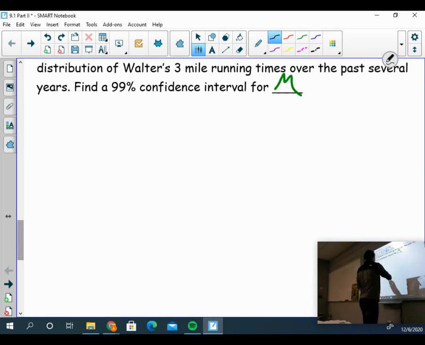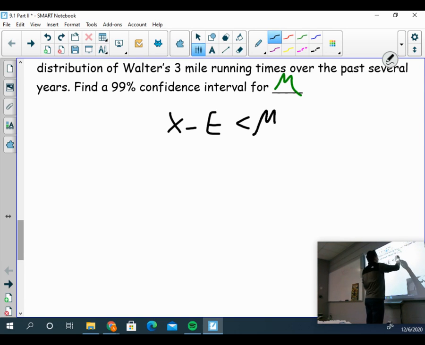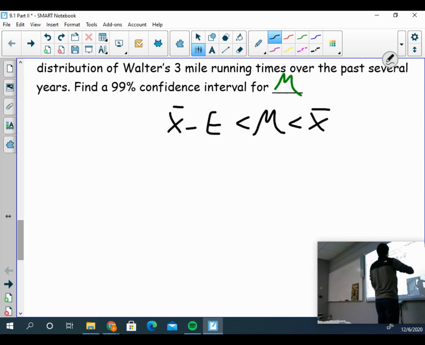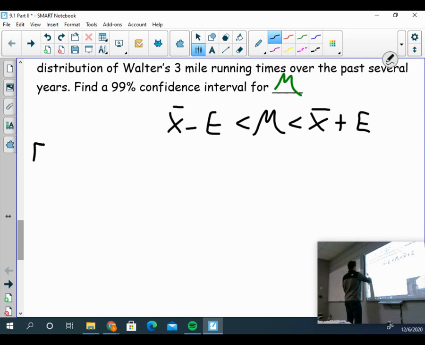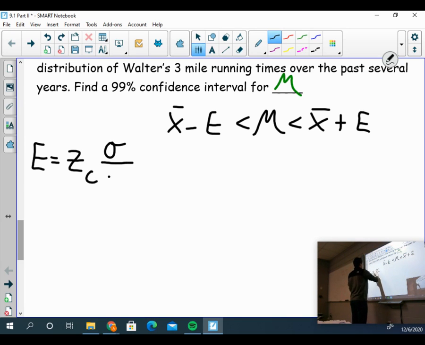Well, what are we going to do? Well, we know our confidence interval formula: X bar minus E is less than mu, is less than X bar plus E. Remember that E is made up of our critical value times our standard deviation divided by the square root of the sample size. The critical value becomes important because this is where the confidence level plays in.